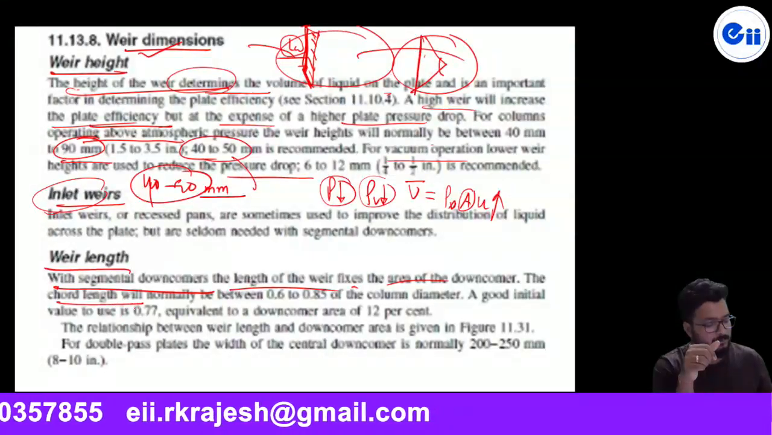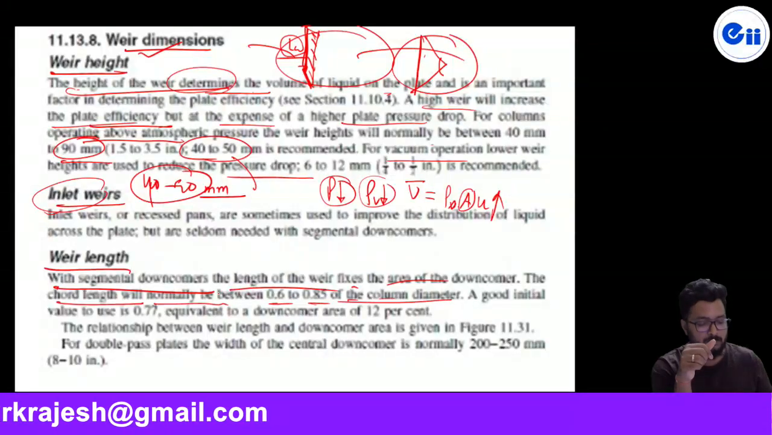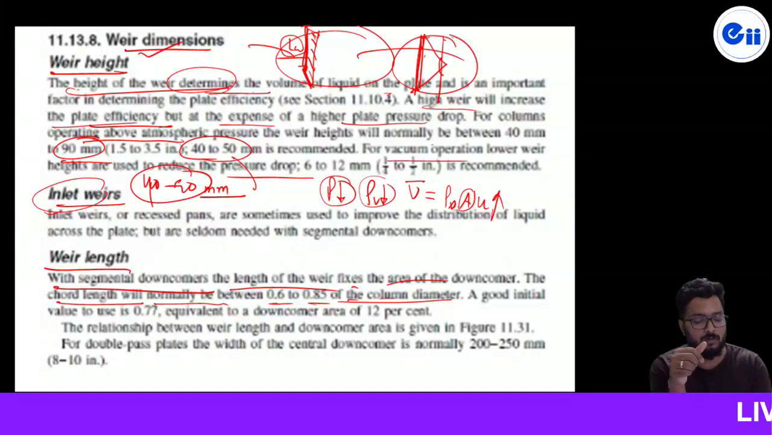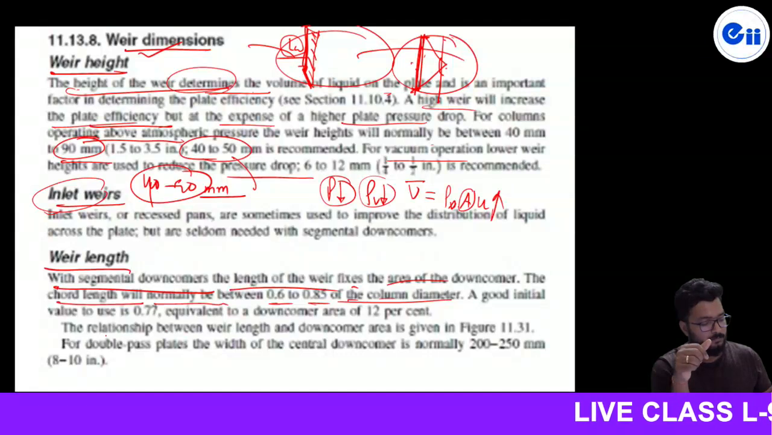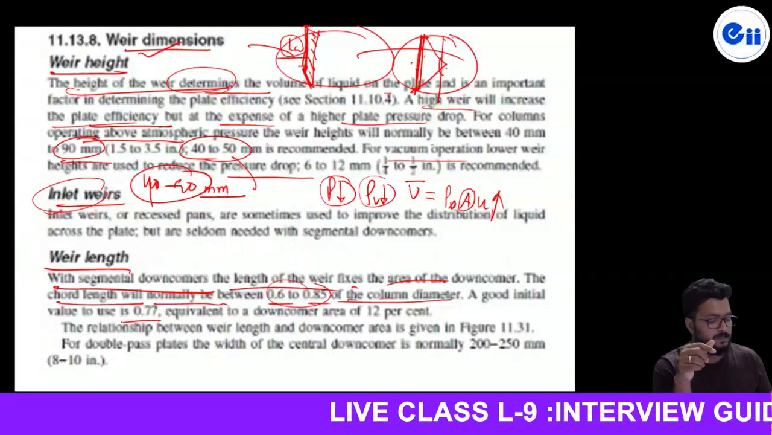The chord length will normally be between 0.6 to 0.85 of the column diameter. ये जो chord length होगी, that should be actually, अगर ये पूरा column का diameter है, तो obviously this will be lesser than this, and it is actually 0.6 to 0.85 of the column diameter. Okay, and the most common is 0.77.